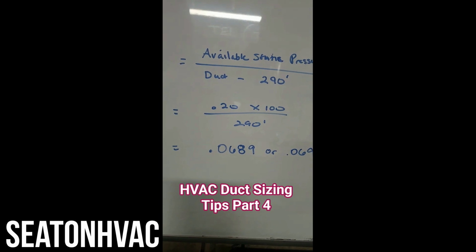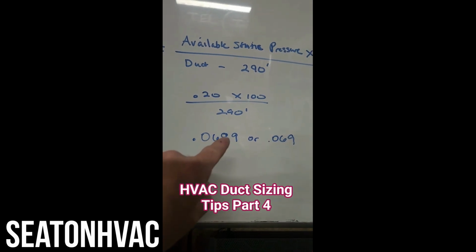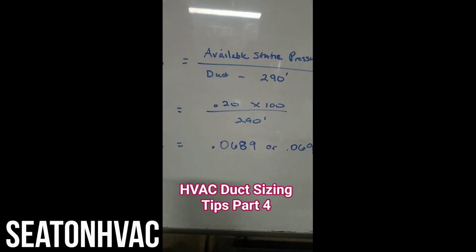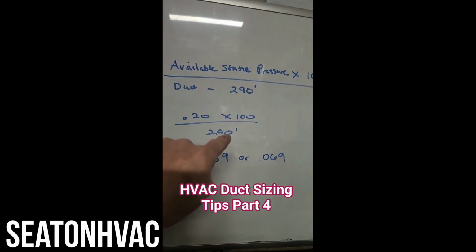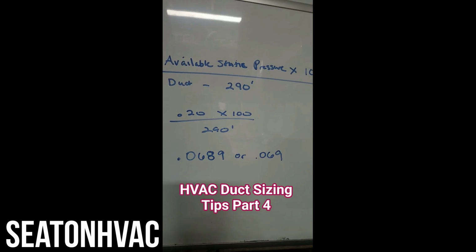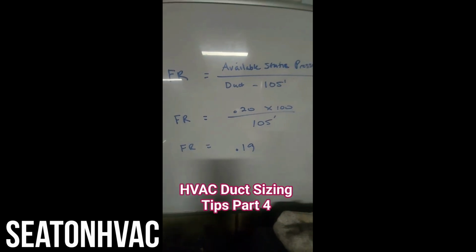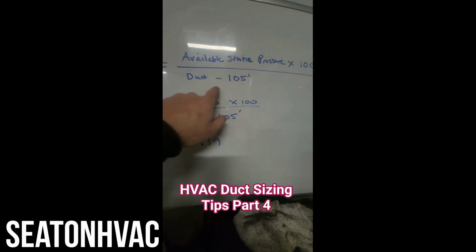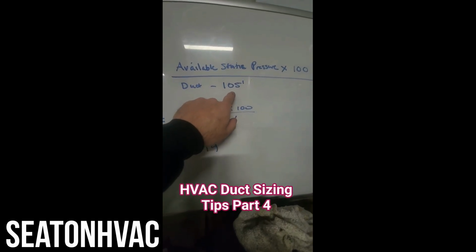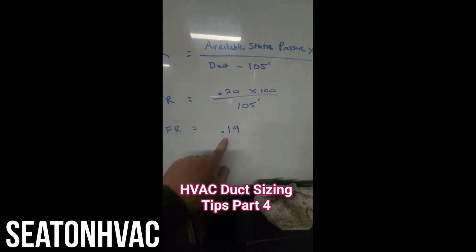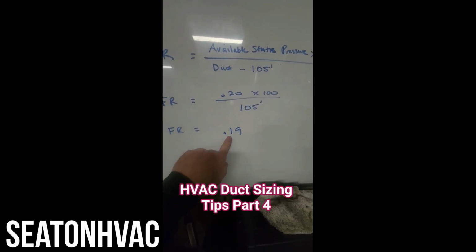That's going to give you large duct. So the smaller this number is, the larger your duct is going to be. So let's do another instance here where, let's say we did a real good job on our duct and it's not as long. Okay, so our total equivalent length of our duct is 105 feet. So we put that in our equation. We can use 0.19 on our ductulator.